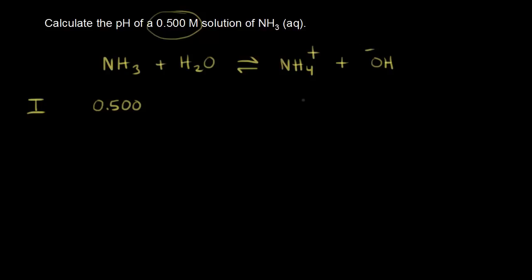And we're pretending like nothing has happened. So the concentration of our products is 0. So nothing's happened yet. So the concentration of ammonium is 0. And the concentration of hydroxide is also 0. Next, let's think about the change.